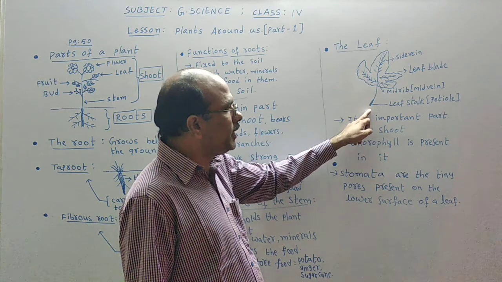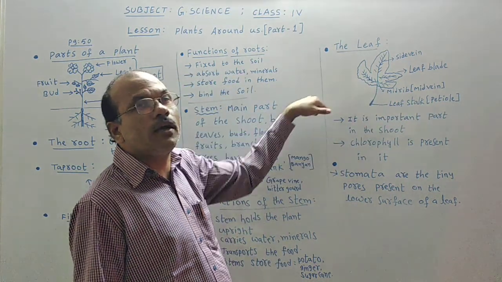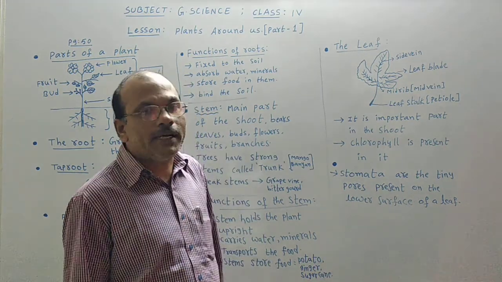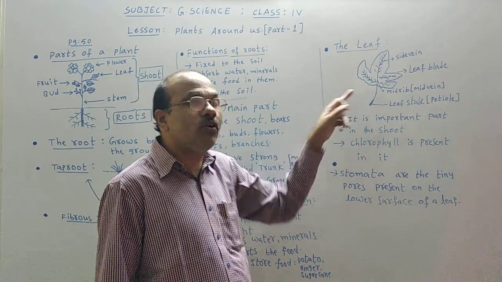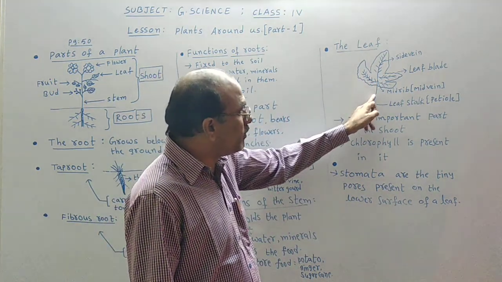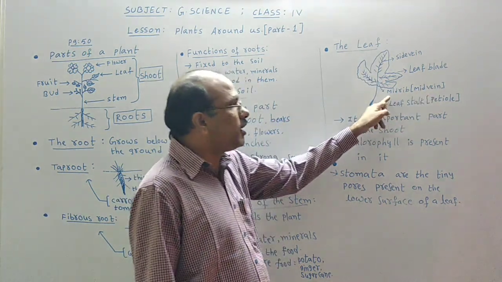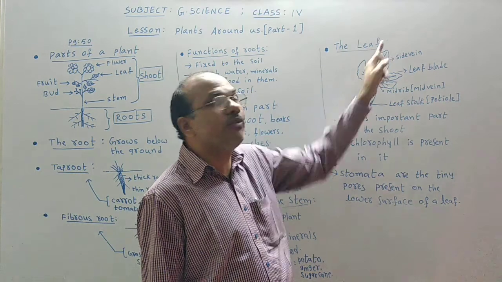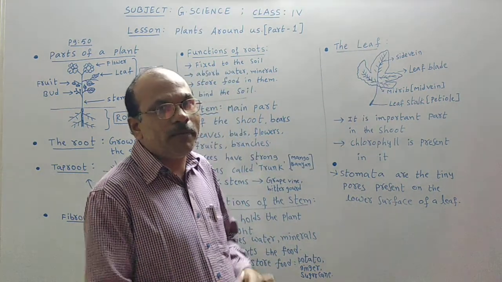Here, mainly the leaf stalk is there. This leaf stalk is attached to the branch of the plant. This leaf stalk only attaches the leaf to the branch. And in the middle one is there. This middle one is called the mid vein or mid rib, because it is the main vein for the leaf, somewhat strong also. Mid vein or mid rib.